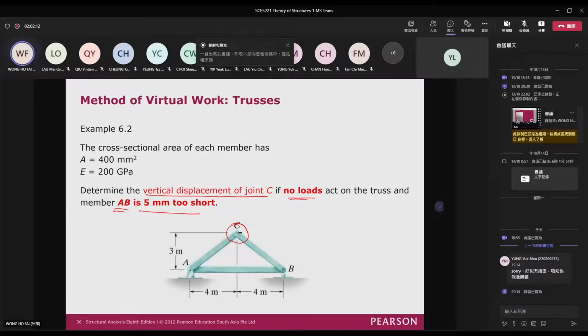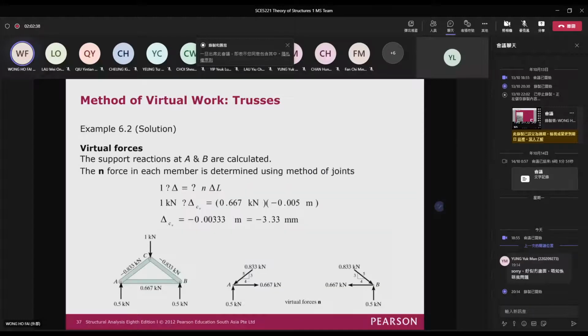Then to find the deformation of the joint C, we will apply the unit load, which is actually the virtual force at the joint C. Because we want to find the vertical displacement, the virtual force will be applied in the same direction as the displacement. So we apply a vertical load equal to 1 to the structure. If you apply 1 here, then you can find the internal force using the method of joints and the method of sections.